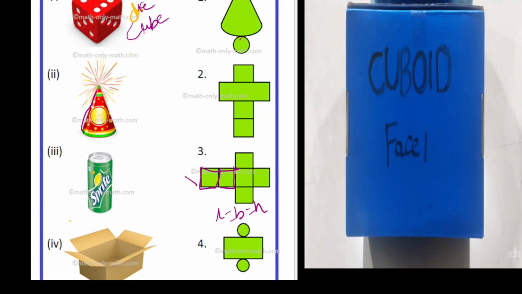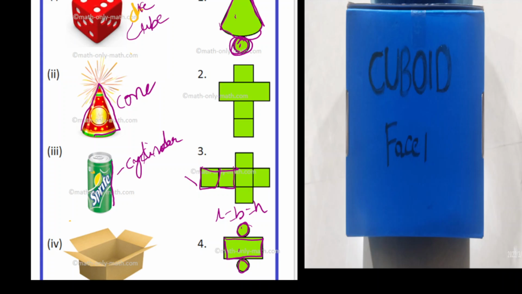And here is a cracker, and this is an example of a three-dimensional figure called cone, and this is formed of two faces, one face is a curved surface and another one is a conical surface. And this sprite can is an example of a three-dimensional shape called cylindrical shape, and this cylindrical shape is formed of three faces: one is a rectangular surface and the base and top are the curved surfaces.